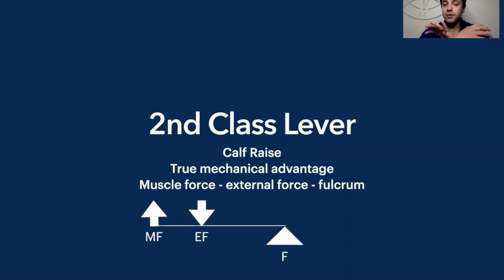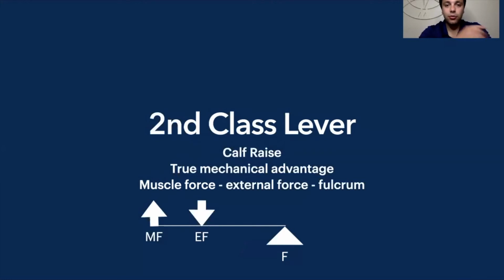A second class lever has a true mechanical advantage. We had just looked at where a first class lever has a mechanical disadvantage, where the moment arm of the resistive force is larger than the moment arm of the muscle force. So in order to have a mechanical advantage, the moment arm of the muscle force is greater than the moment arm of the resistive force.